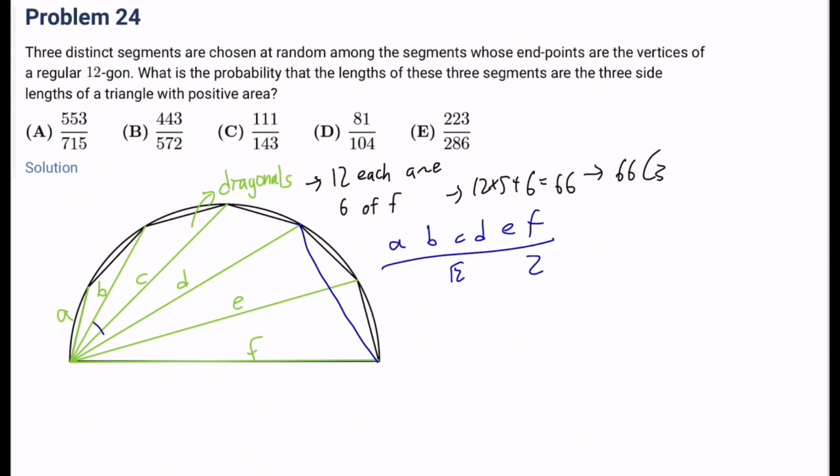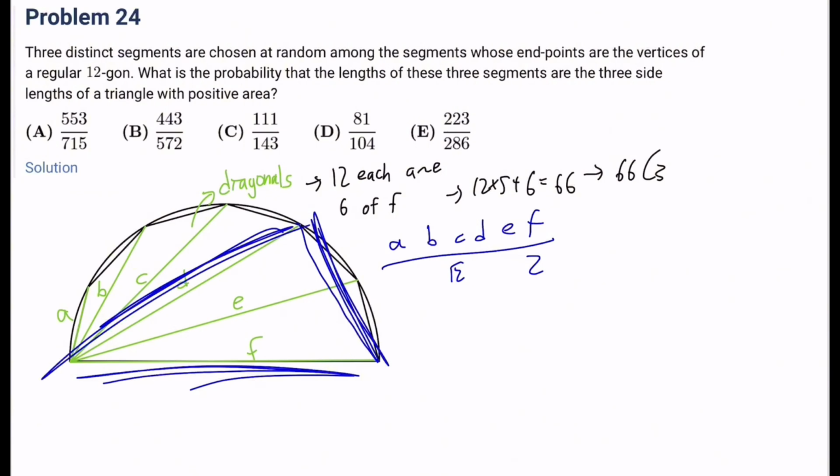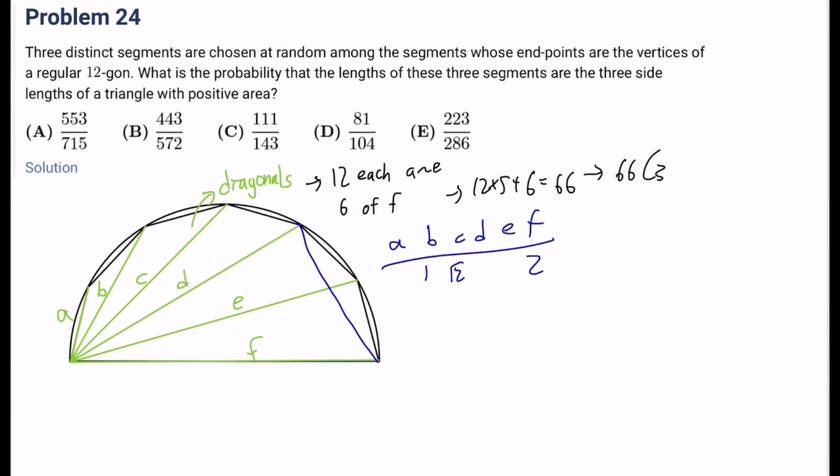And since this angle and this angle are equal, that means this is going to be 30 degrees and this is going to be 60 degrees. That means it's a 30-60-90 triangle. That means if this is 2, then this is 1 and this is root 3, right? So that gives us that B is 1 and D is root 3.